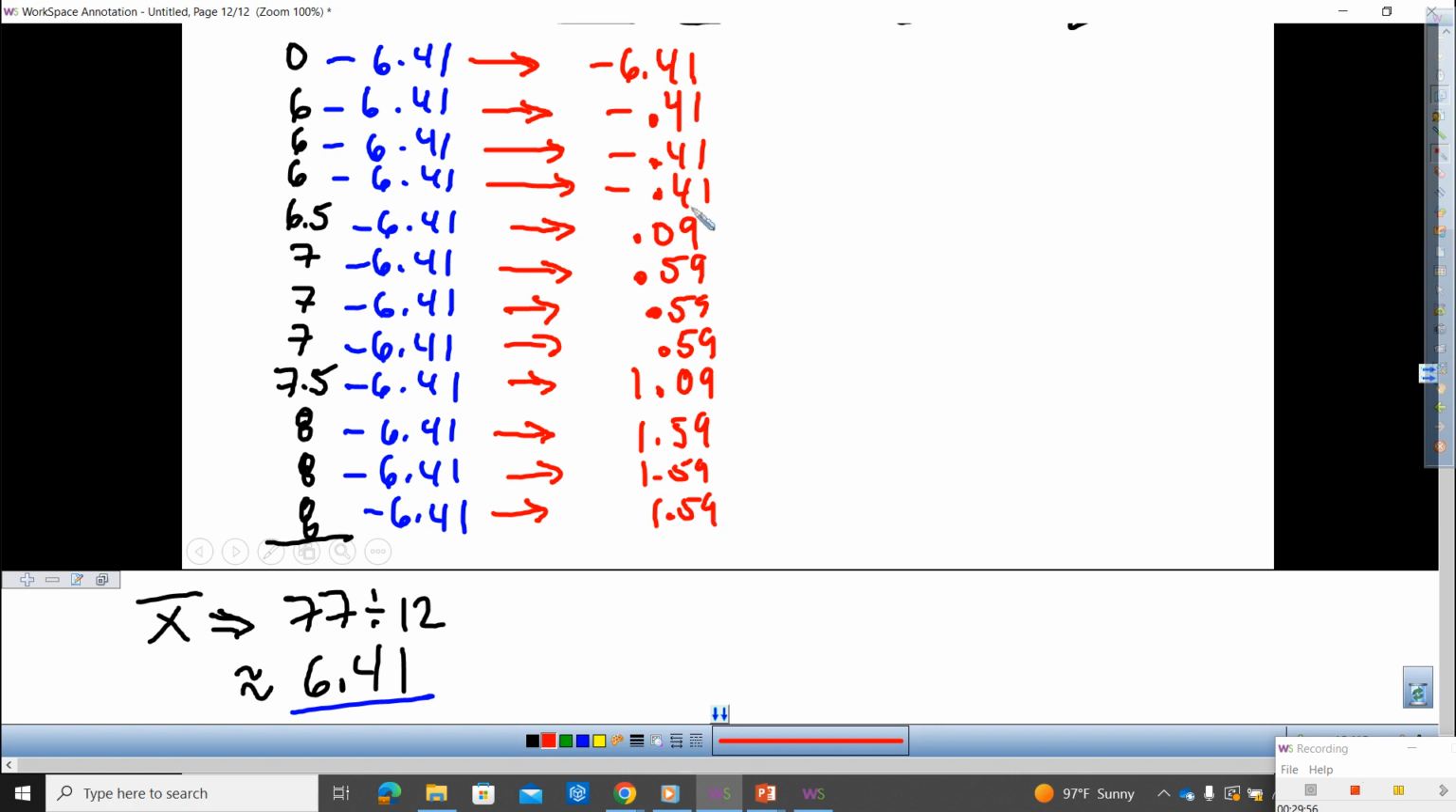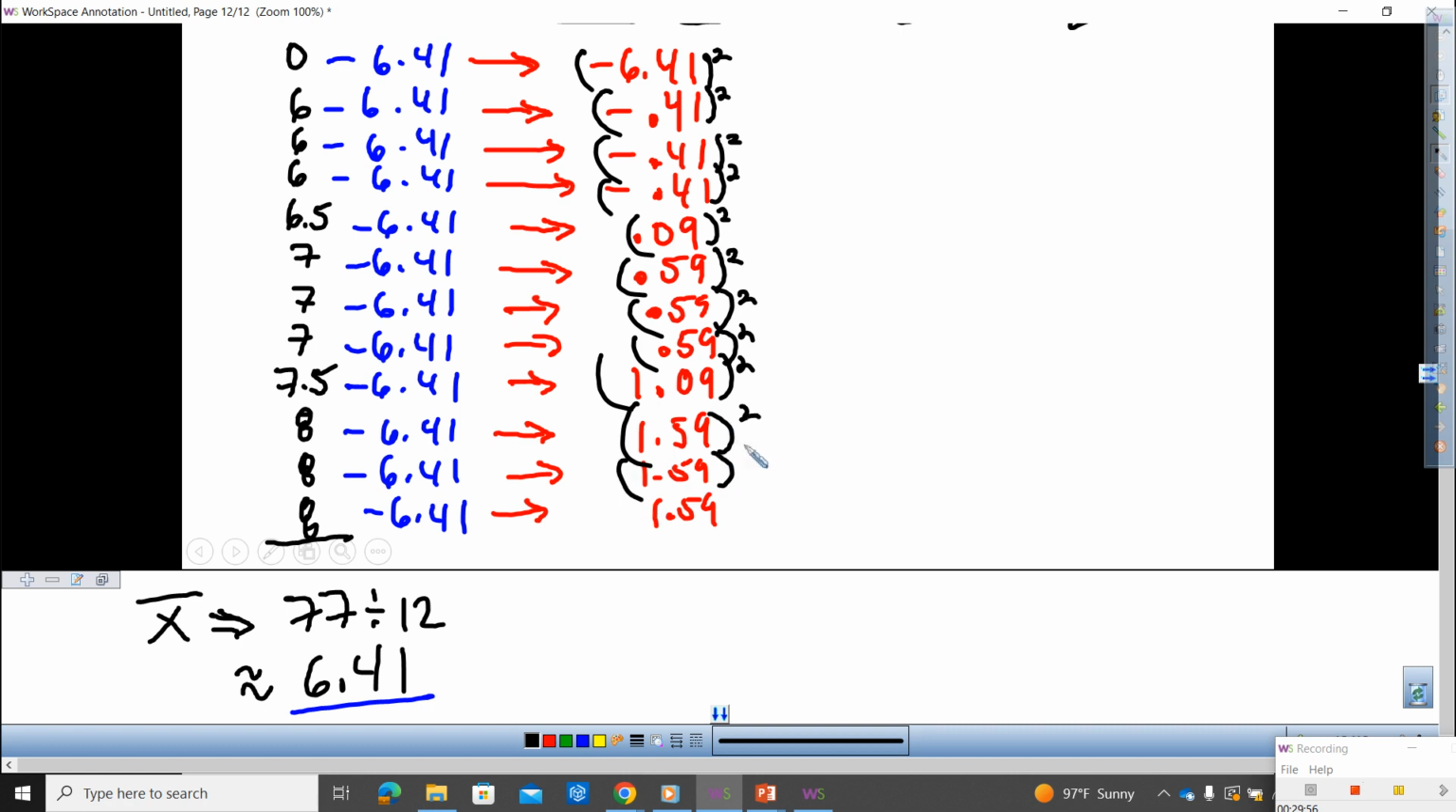Tell your neighbor what to do next with those numbers. What do we do next with those numbers? Yeah, you square each one of them. Square them. There it is. Squared, squared, squared, squared, and squared. Calculators.